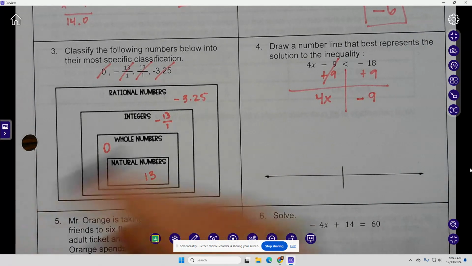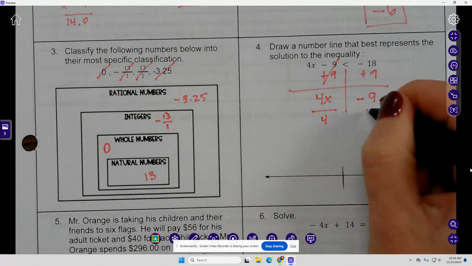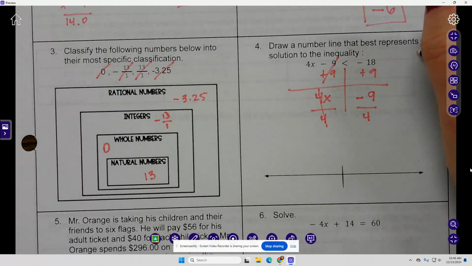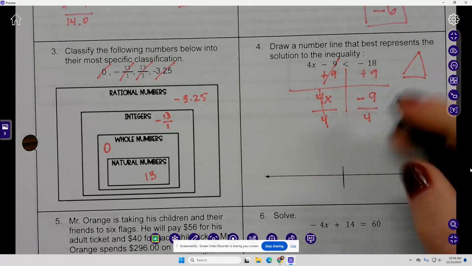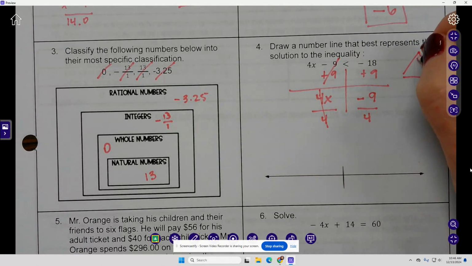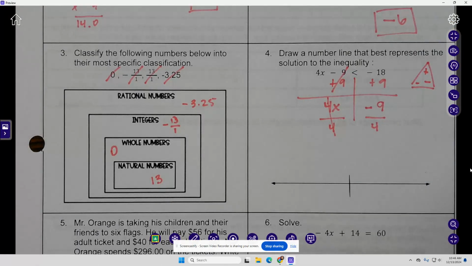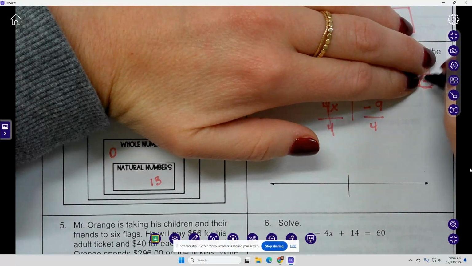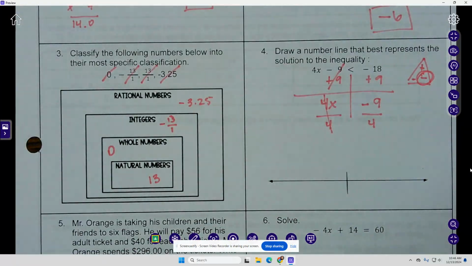The way that I get rid of the 4 is by division, because we know that a number right next to a letter is saying that those two things are multiplied. So when I want to do the opposite of multiplication, that would be division. Okay? So it looks like I have a negative 9 divided by a positive 4. So it's the same thing as number 2. I'm going to cover up my negative, cover up my positive, which means my answer is going to be negative.